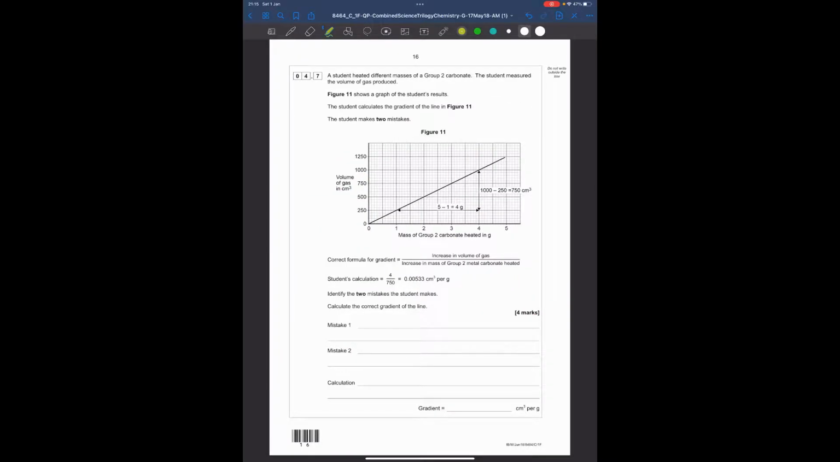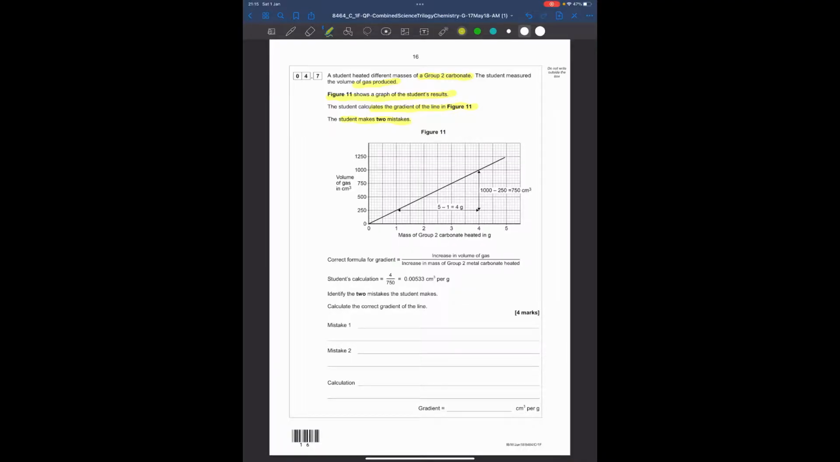Okay, so the last part of this question is question 4.7. A student heated different masses of a group 2 metal carbonate. They measured the volume of gas produced. Figure 11 shows the graph of their results. They calculated the gradient of the line in figure 11, but they've made 2 mistakes.